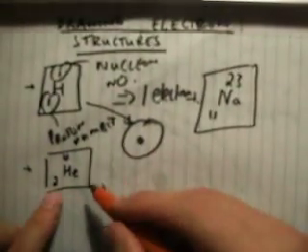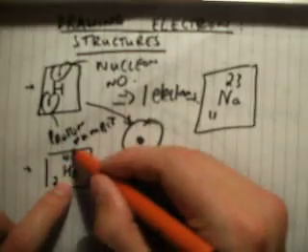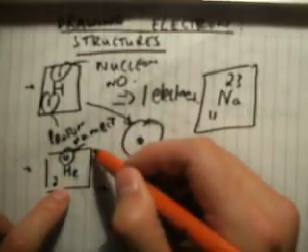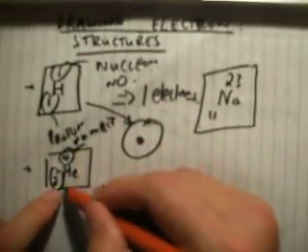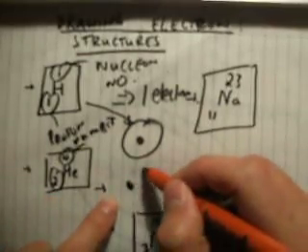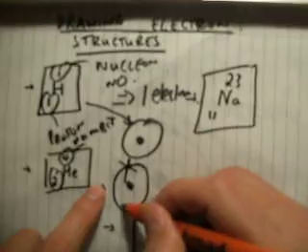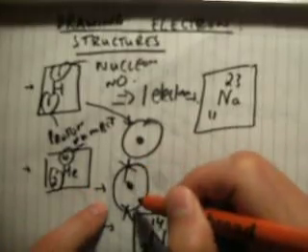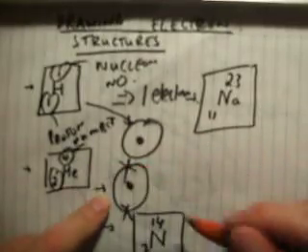Let's go on to helium. This has got 4, that's its nucleon number, and this is its electron number. So I can draw the nucleus again with the protons and neutrons in, and I know this has 2 electrons. So that's the electron structure of helium.